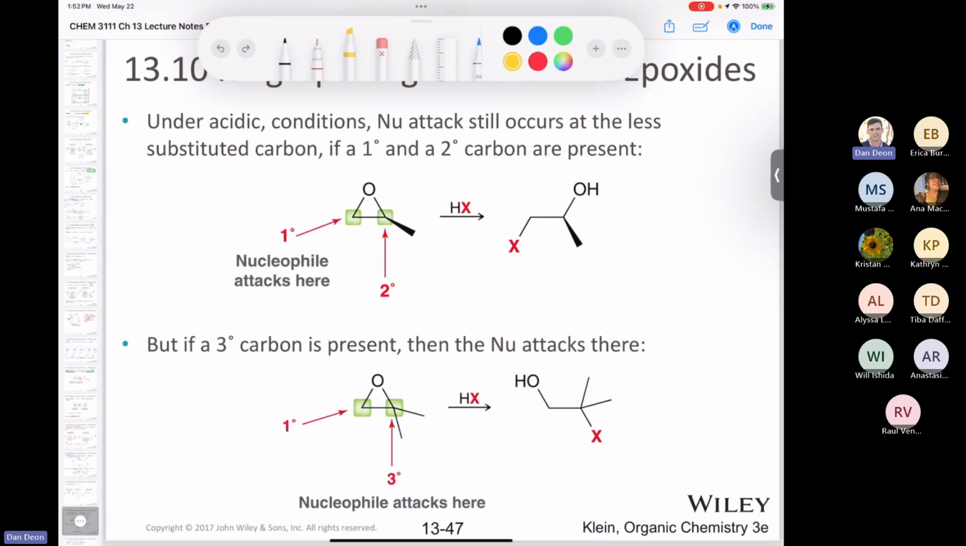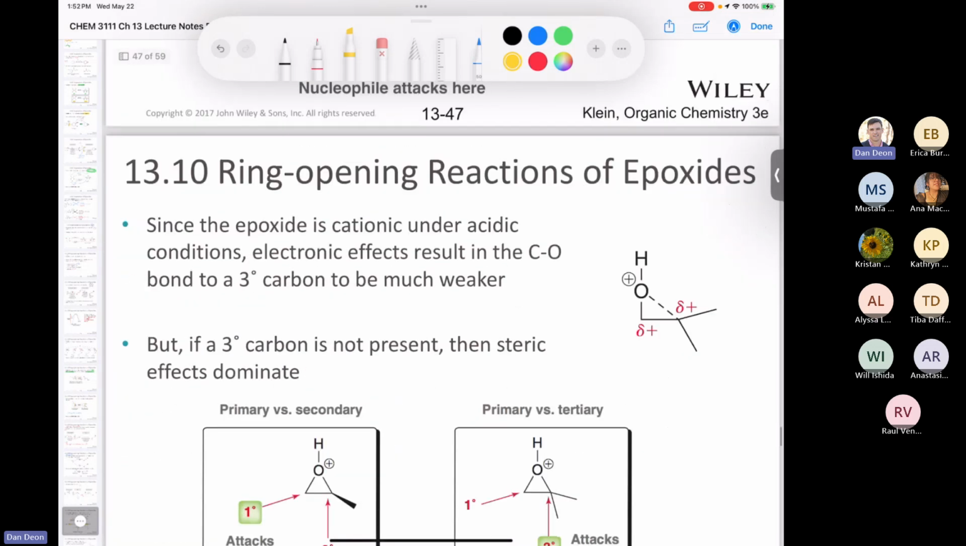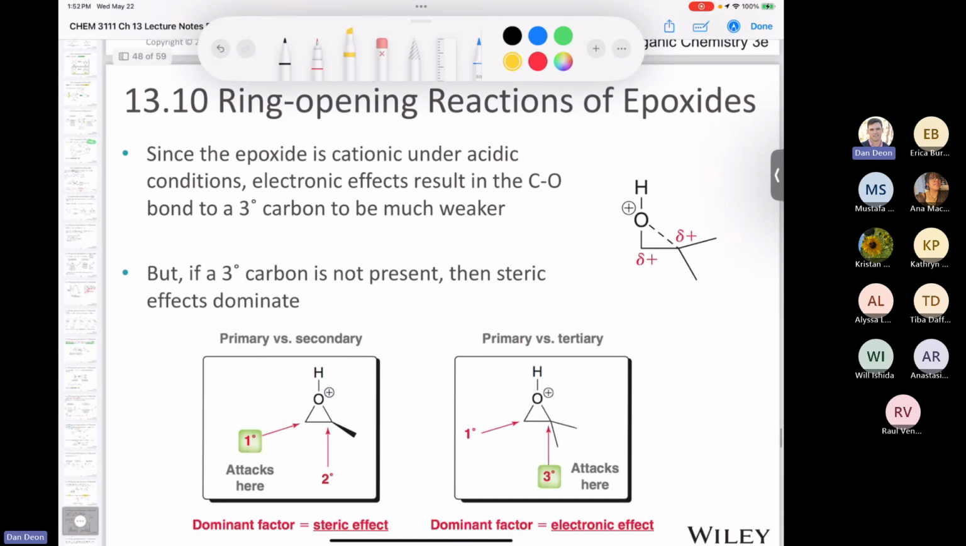Now, here's where organic chemistry can just frustrate you sometimes. But if you're wondering, why would a nucleophile attack a tertiary carbon? This goes against everything we stand for. Well, here's the answer, okay? It's not sterics that dominates in this case. It's a battle between a steric effect and an electronic effect, okay?